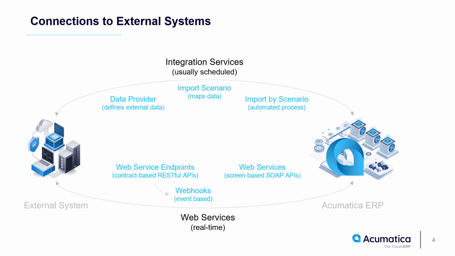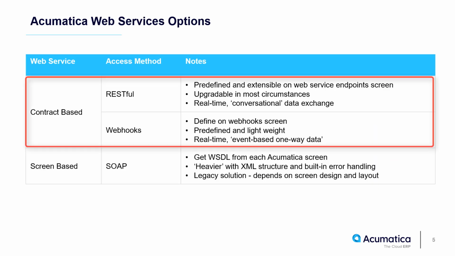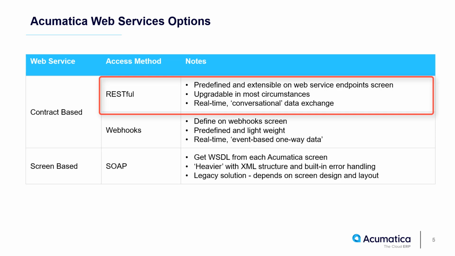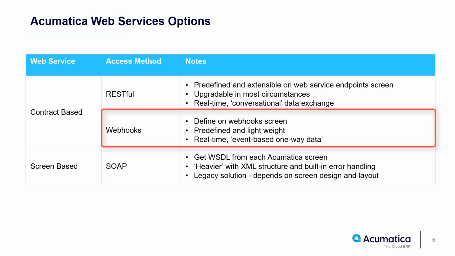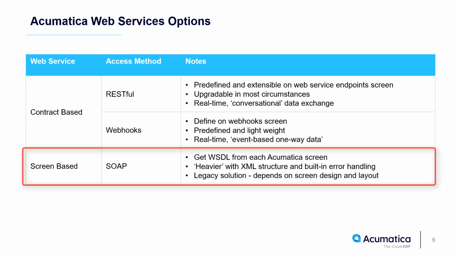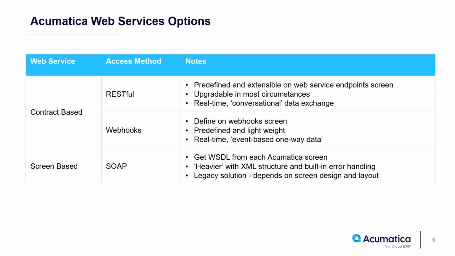Web service options provide real-time data exchange, but require integration with external systems. Contract-based APIs are popular because the API does not change during upgrade. REST APIs support data exchange with predefined and extensible endpoints. Webhooks are lightweight definitions for primarily event-based one-way data flows. We support SOAP APIs for legacy integrations, but these are rarely used because they rely on screen design instead of data objects.